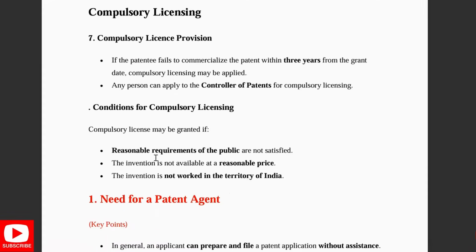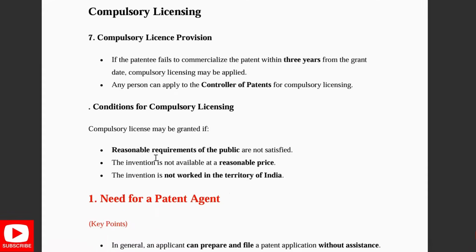Compulsory licensing. Under the compulsory license provision, if the patent is not commercialized within 3 years from the grant date, compulsory licensing may be applied. Any person can apply to the Controller of Patents for compulsory licensing. The conditions are: the reasonable requirement of the public is not satisfied, the invention is not available at a reasonable price, or the invention is not worked in the territory of India.